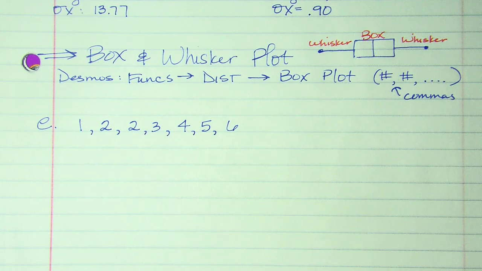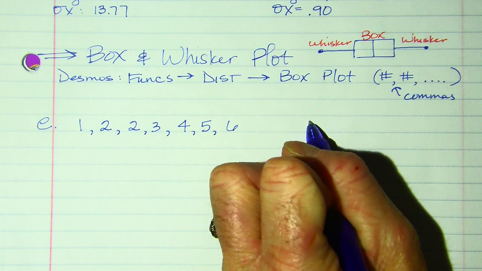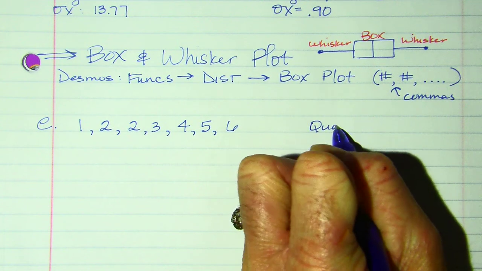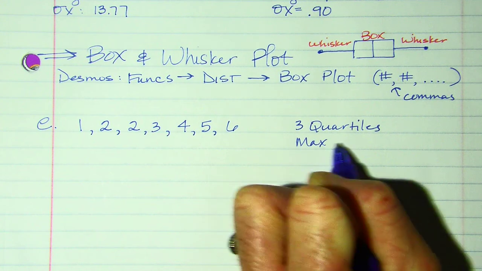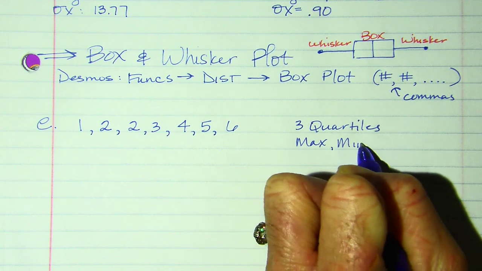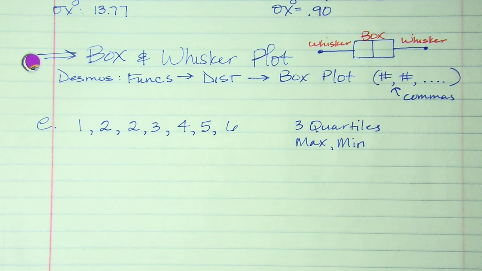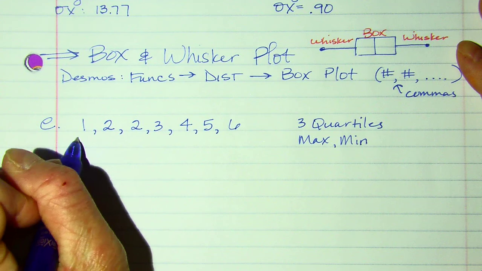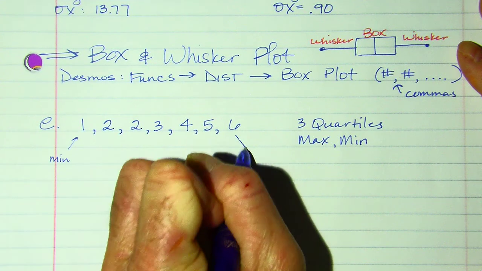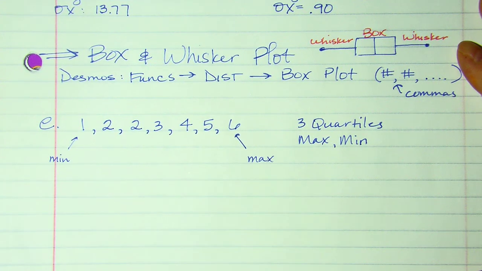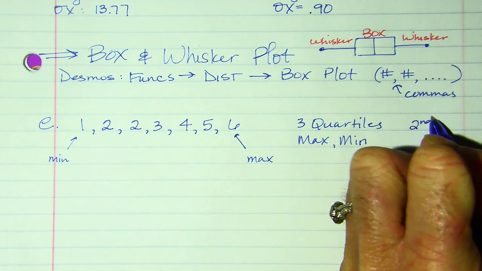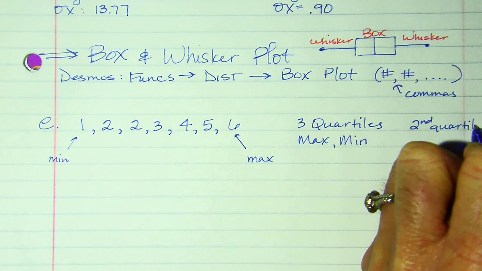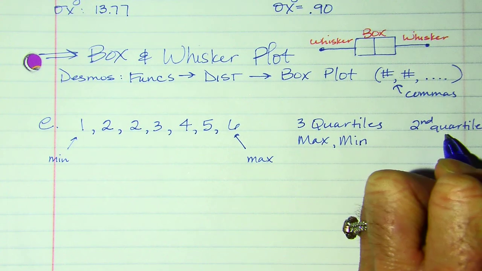So when I look for these, I have to find 3 quartiles. I need to find my maximum and my minimum. Those are the only things I need. So first I'm going to identify, here's my minimum, here's my maximum. Okay. Now my second quartile is equal to my median.